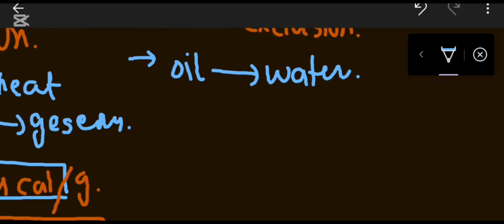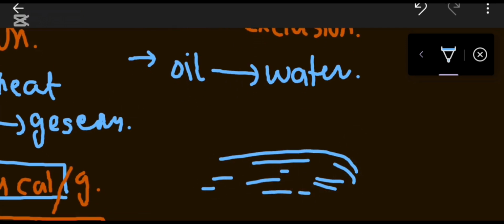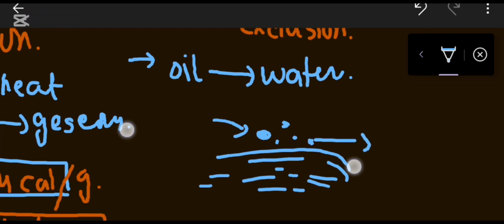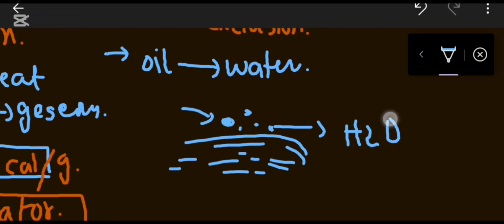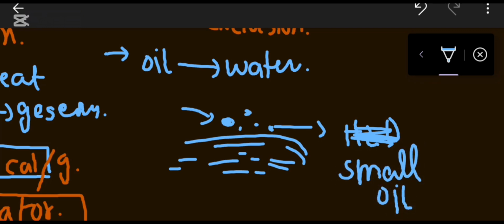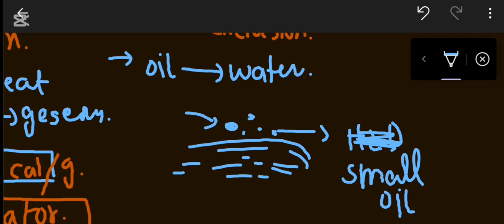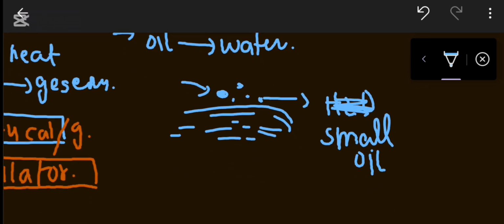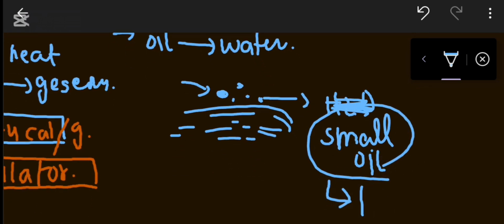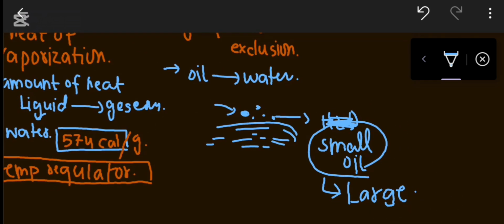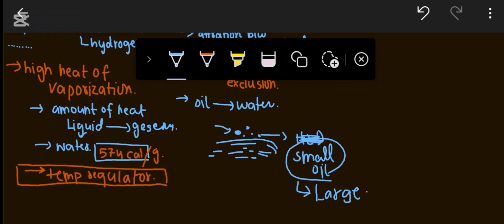Since we perform the experiment like this, this is the water, and in this water, what happens when we drop the oil into it? These are the small water molecules, and these are the small oil molecules. These small oil molecules will combine together and form large molecules which will not be able to bring about hydrogen bonding with water. So this property is known as hydrophobic exclusion.